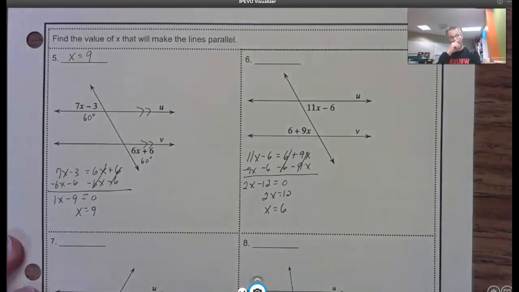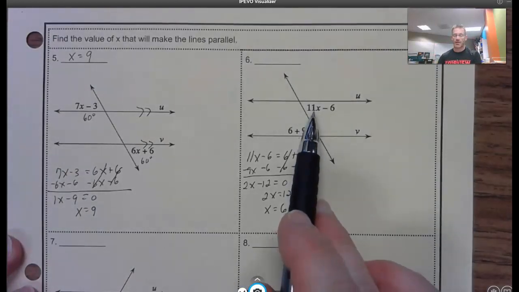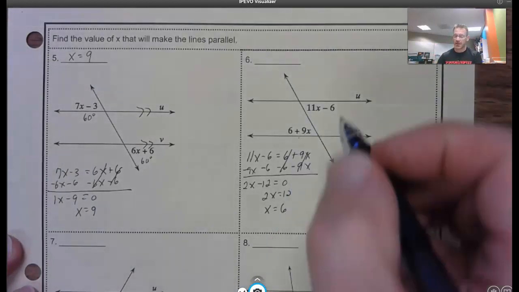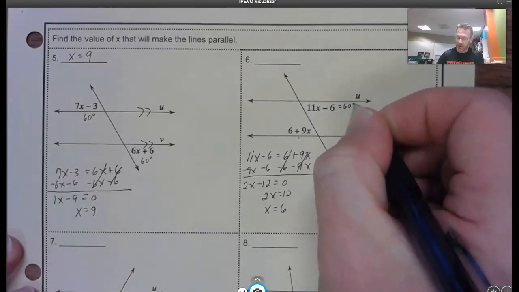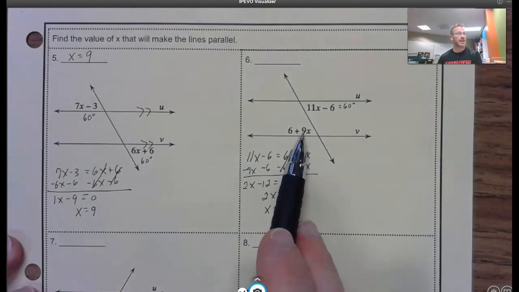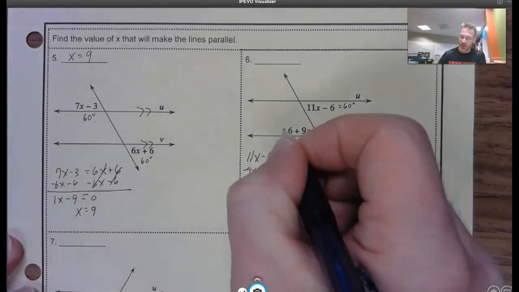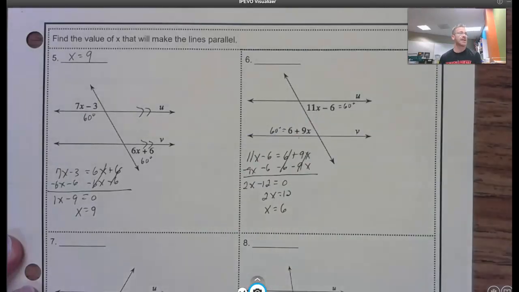All right, so now once again, we should go back and test. So 11 times 6 is 66. Minus 6, this is 60 degrees. Take 6 and plug it in here. 9 times 6 is 54. 54 plus 6 is 60 as well. So we can see that we do, in fact, get equal angles.